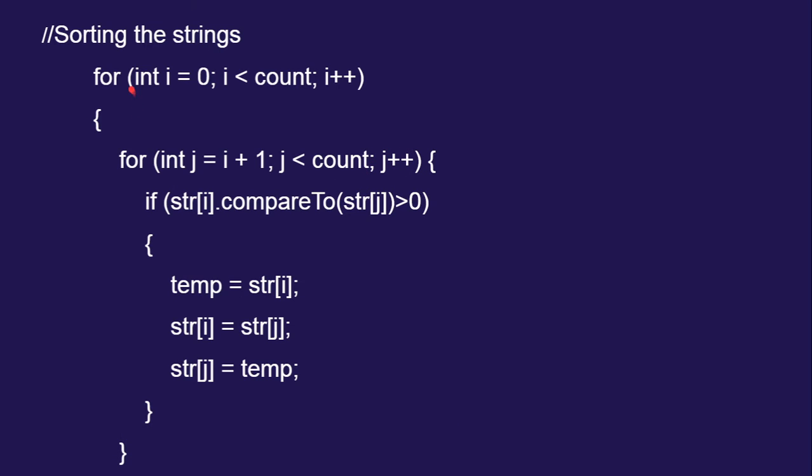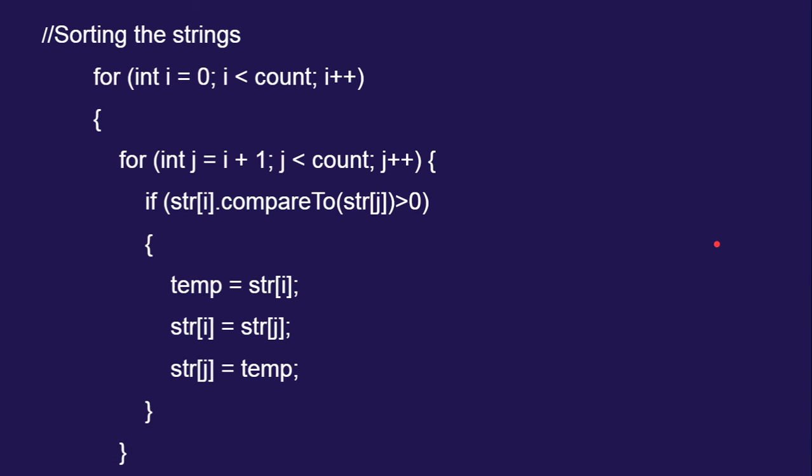Now, for int i = 0; i < count; i++. Then for int j = i + 1; j < count; j++. So this loop will compare the first with the second, third, fourth, fifth and all the elements. Then when it comes in order, it will go to the second element. So in the first loop repetition, one element will be in order. Then it will check for the second element. Likewise, it repeats on and on till all the elements get sorted.